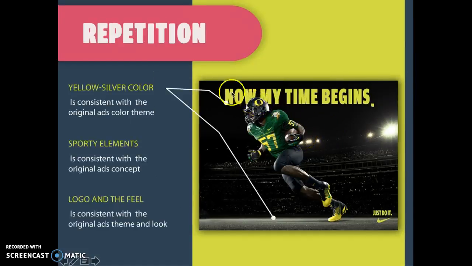And with the first element, repetition, you can see these lights here in the background that are repeated, and also the yellow color is repeated throughout the ad in the athlete's uniform, and then here at the bottom with the logo, and at the top.